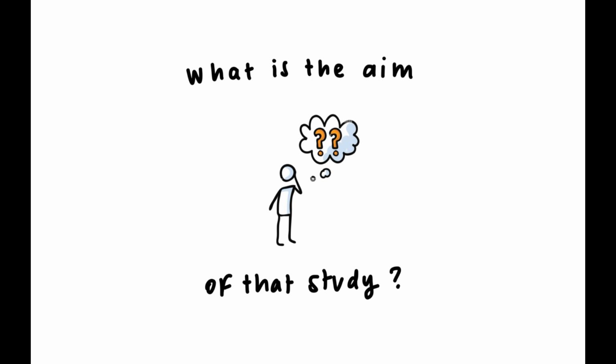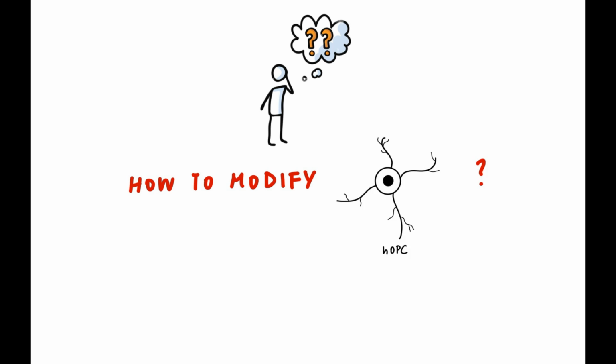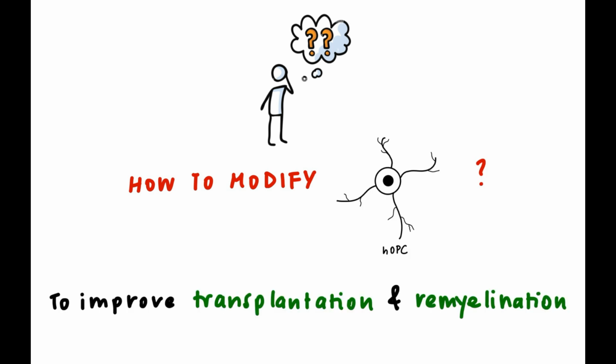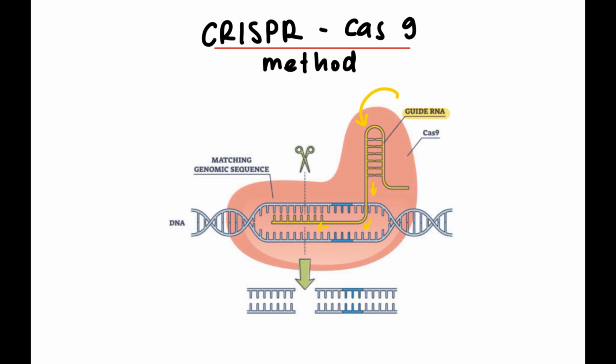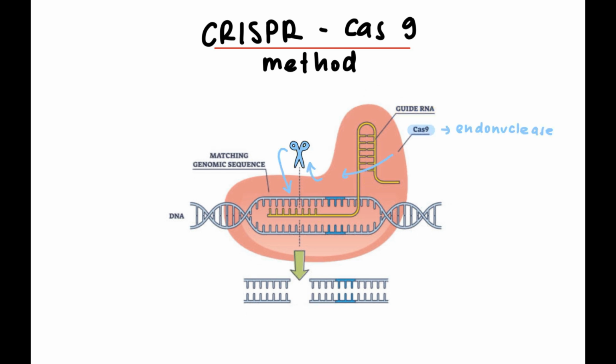The aim of this study is to determine if there is a way we could potentially modify HOPC to avoid this issue and to improve their transplantation, and ultimately the myelination of neurons. The method that has been used, CRISPR-Cas9, is a relatively new technology that allows gene editing. The method is relatively simple. An RNA guide is used to target the specific sequence that we want to edit, and an endonuclease, Cas9, breaks the DNA to allow the editing to happen.